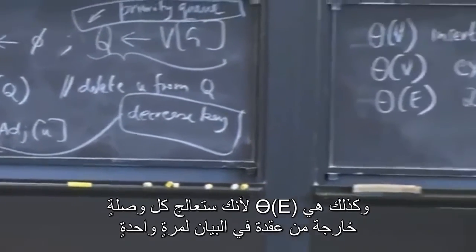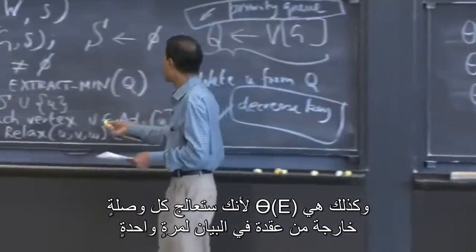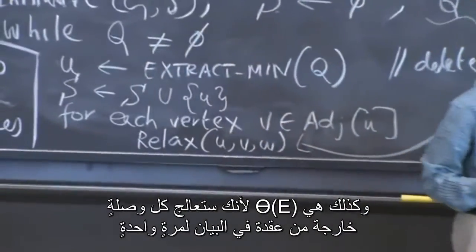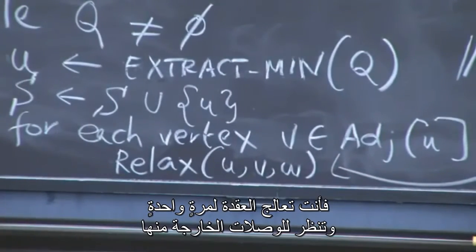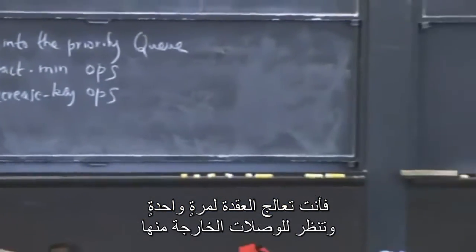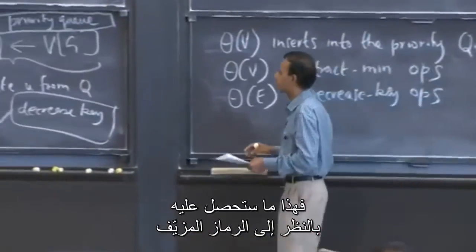And again, it's theta E, because in a directed graph, you're only going to process each edge that's coming out of a vertex once, since you're processing each vertex once, and you're looking at all of the outgoing edges from that vertex. Okay? So that's what you can get looking at the pseudocode.